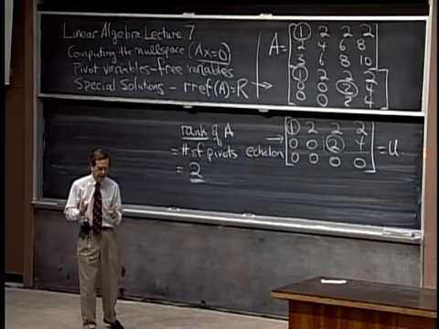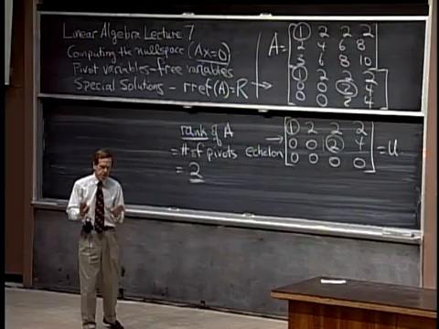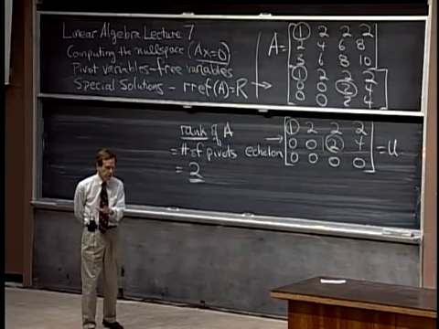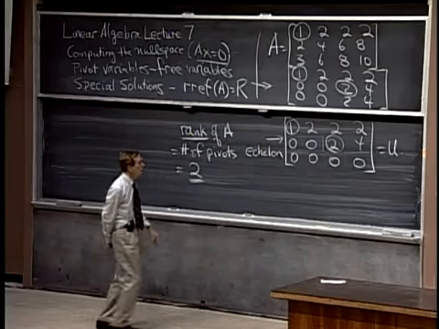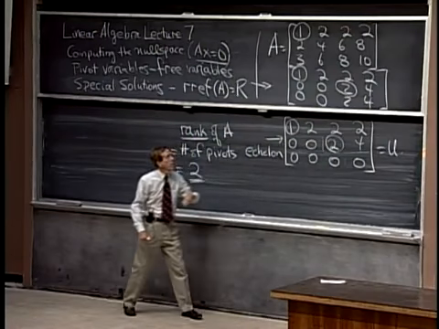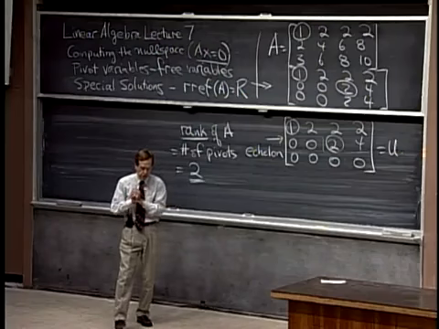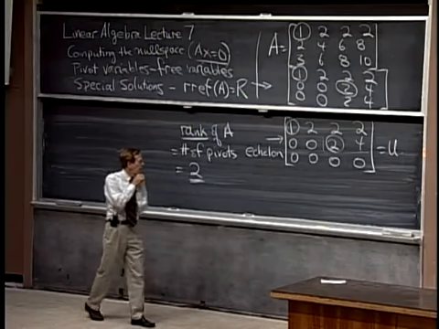So now I have to ask you, how do I describe the solutions? There are solutions, right, to Ax equals 0. I knew there would be. I had 3 equations in 4 unknowns. I certainly expected some solutions. Now I want to see what they are.